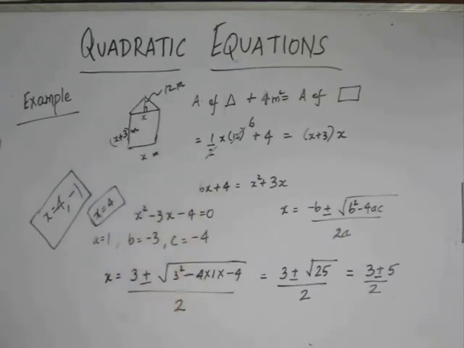So the breadth of this rectangle is 4 meters, and the length of this rectangle will be 4 plus 3, that is equal to 7 meters. So this is the solution for this problem. Now let us learn something more about the nature of roots of a given quadratic equation.